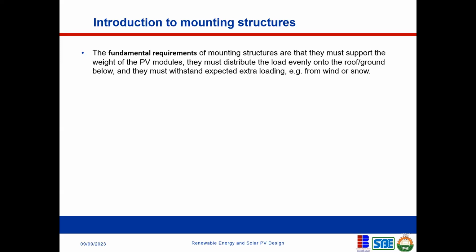So the fundamental requirement, I was talking about the mounting structure, and this is very, very important. The fundamental requirements of mounting structures are that they must support the weight of the PV module. They must distribute the load. For mechanical engineers, this will be very familiar when you're doing your building design, or even for civil engineers, you need to balance out the load. That's applicable when you're doing your solar PV designs. They must distribute the load evenly on the roof or to the ground below, and they must withstand expected extra loading, maybe from wind or from snow, if it's a snowy country.